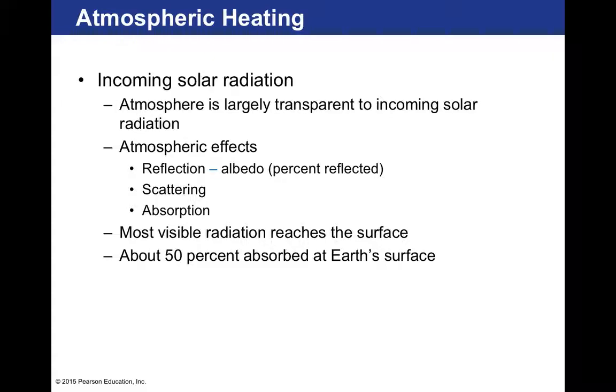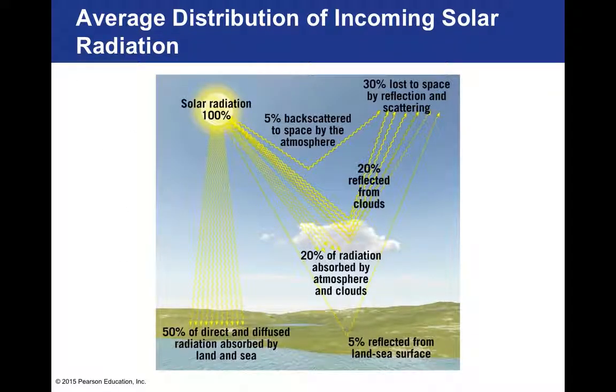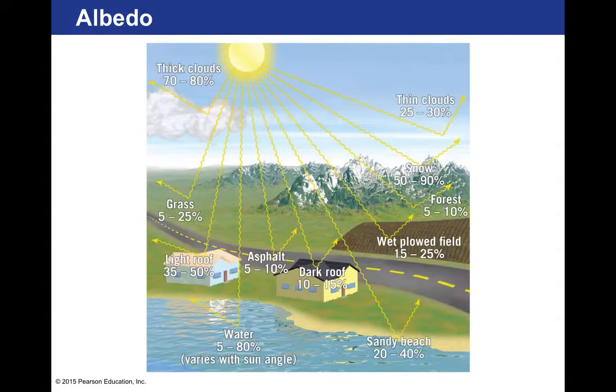About 50% of the incoming solar radiation is absorbed at Earth's surface. This is just some examples. If all of the radiation was coming from the sun, about 5% would be scattered back into the atmosphere. Some is lost to reflection and scattering out into space. A large percentage is reflected off of clouds. A large percentage is also absorbed by clouds, and, like I said before on the previous slide, about 50% actually reaches the surface of the Earth.